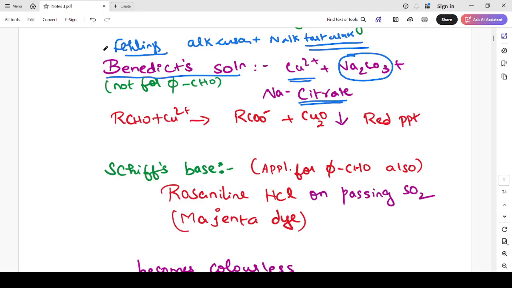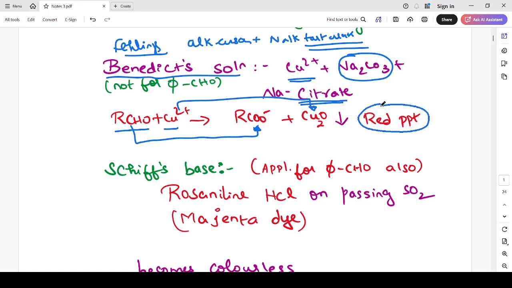We saw the Fehling's reaction as follows, where you have aldehyde and copper 2 plus reacting. The aldehyde is getting oxidized and copper 2 plus is getting reduced. The red precipitate that you form is nothing but Cu2O. The same reaction applies for Benedict's as well.